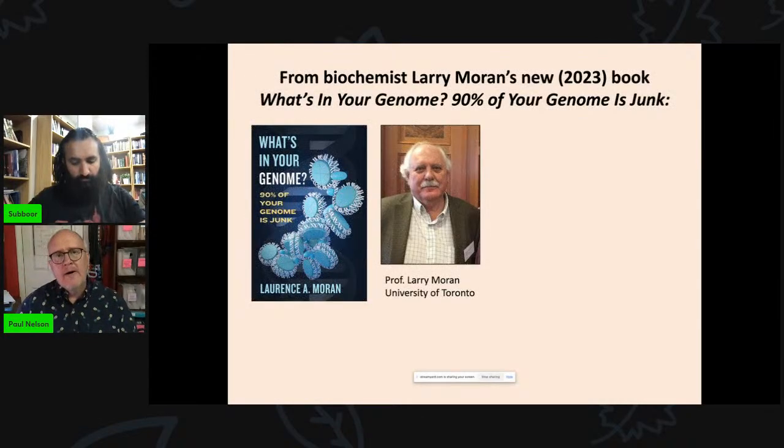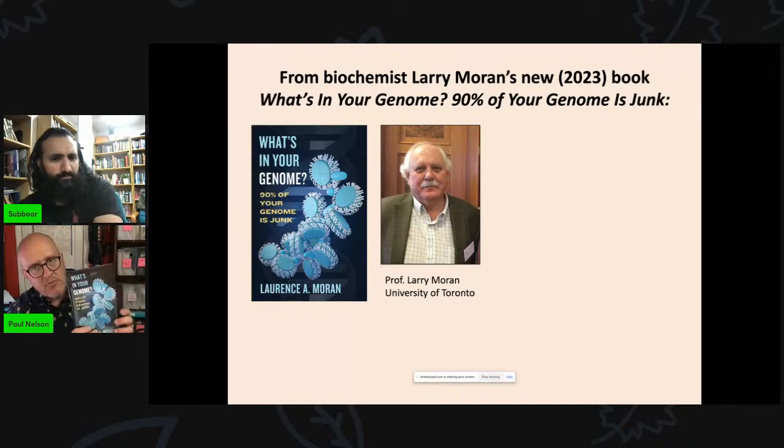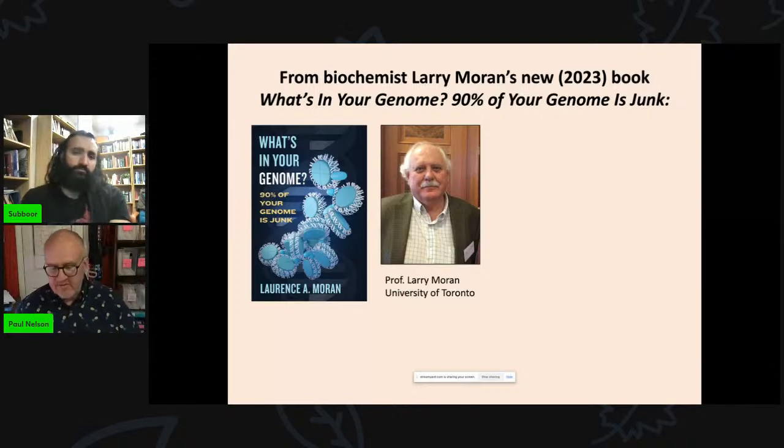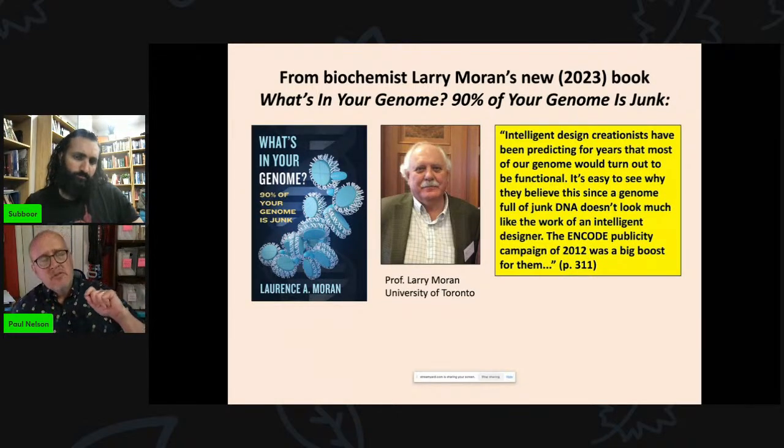Larry Moran is an emeritus professor of biochemistry at the University of Toronto. He and Graur think very much alike in this regard. He just published a very readable book, which I have right here. What's in Your Genome? 90% of your genome is junk. Published by University of Toronto Press. In that book and at his blog Sandwalk, he's been very clear that intelligent design as a causal story gives one a very different set of expectations about what should be present in the genome.